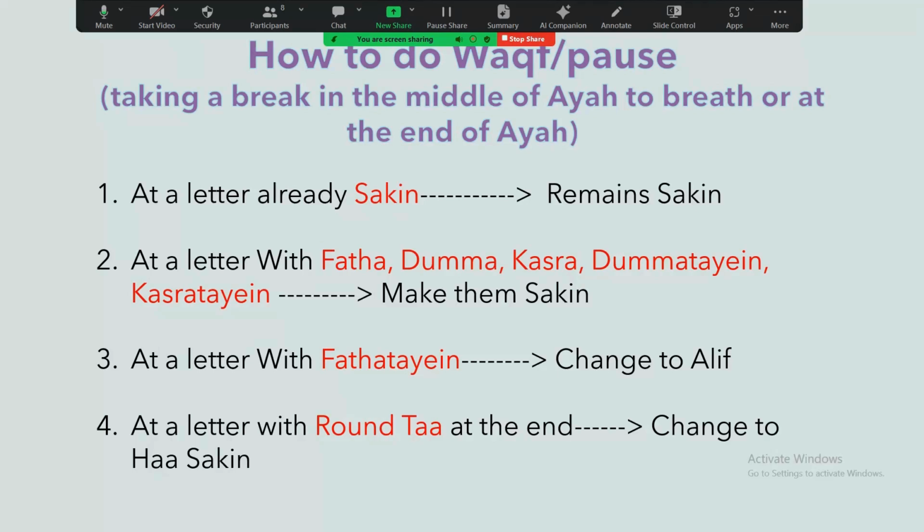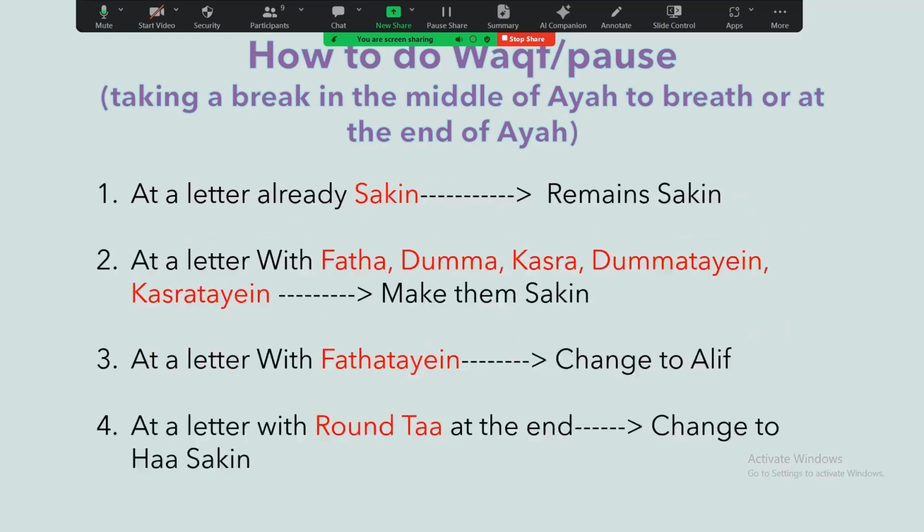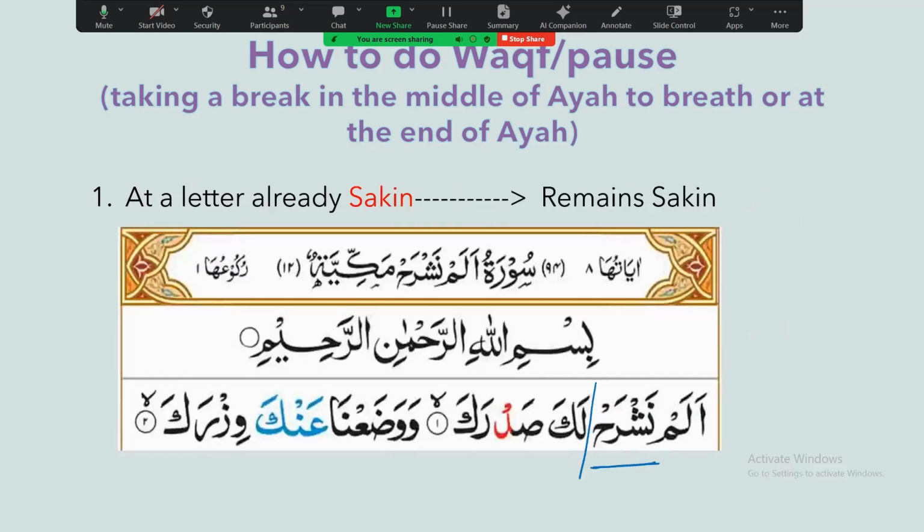That depends on the word on which we stop, and specifically on the last letter of that word. I summarized these in 6 points, which you can see in front of you. There are other details to these as well, but for the beginners, I have just mentioned the 6 points right now. We will discuss them one by one inshallah.